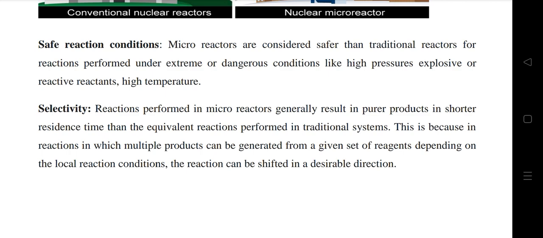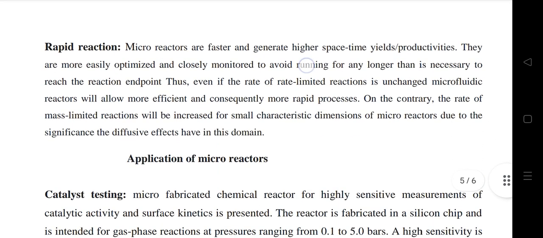This is because, in reactions in which multiple products can be generated from a given set of reagents, depending upon the local reaction conditions, the reaction can be shifted towards the desirable reactions. Microreactors provide us the highest selectivity of the product, so it makes it cost efficient. Rapid reaction.